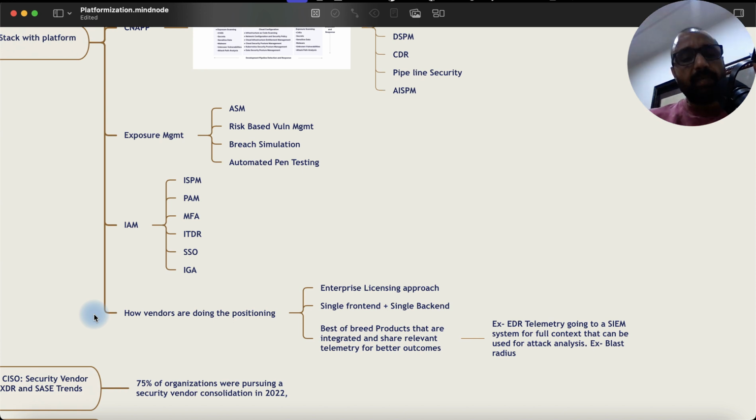Now let's look at the positioning done by vendors. One, they're talking the platform story. Second, they are building an enterprise licensing approach where you buy a bulk of credits or licenses and pay a flat fee. As long as you are using base features it's fine, and if you want to add more, you keep paying more. For example, you buy SIEM for $1. If you want to use EDR, you pay $1.2. If you want to use SOAR, you pay $1.4. So as you use more features, you pay more.